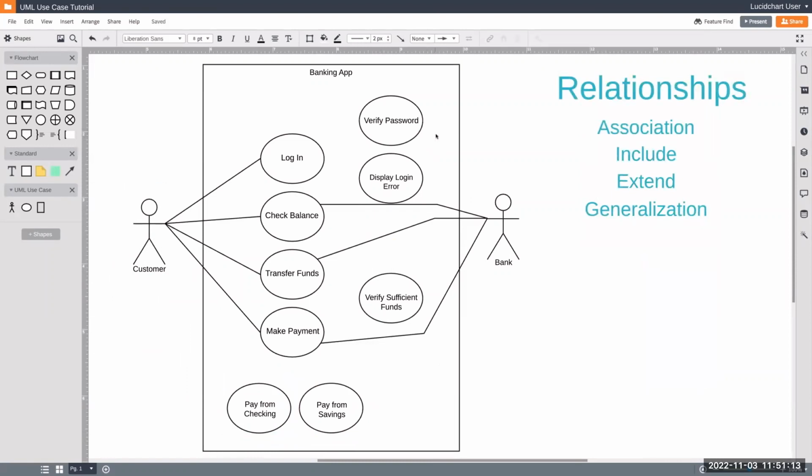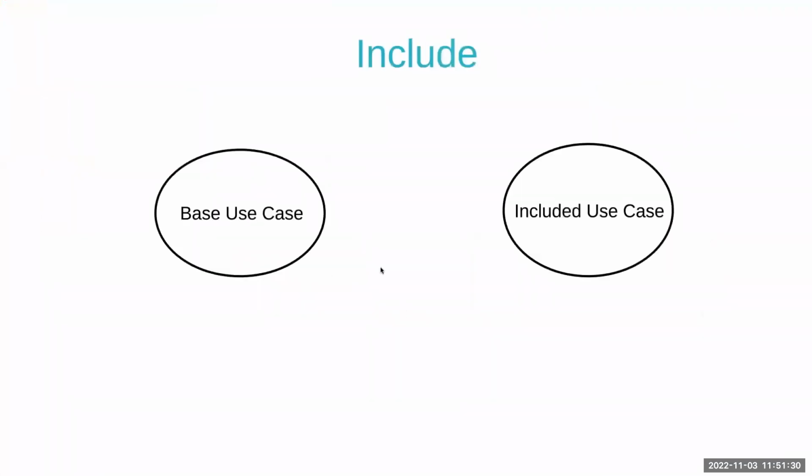How does verify password relate to the rest of the diagram? Neither of our actors are directly initiating this action. It's just immediately going to happen within our banking app every time there's an attempt to log in. This is an include relationship. An include relationship shows dependency between a base use case and an included use case. Every time the base use case is executed, the included use case is executed as well.